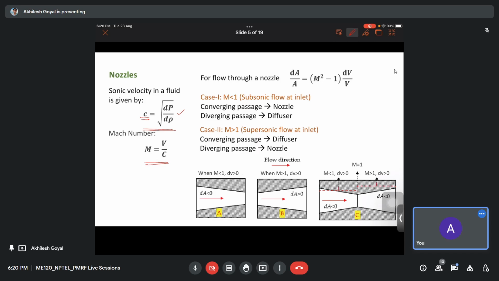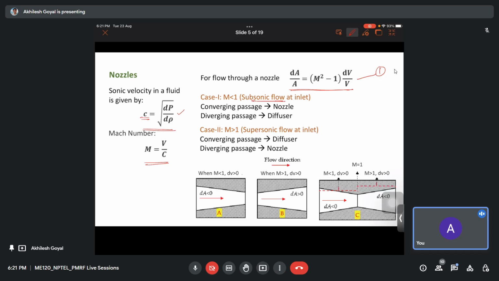So for a nozzle flow, this equation shows the relation between the change in area and change in velocity, and both are connected with the Mach number. So here from this equation 1, you can see there are two cases, if the Mach number is less than 1 or Mach number is greater than 1. So in the first case, when Mach number is less than 1, it means the velocity of fluid is less than sonic velocity. Okay, so that is called as subsonic flow.